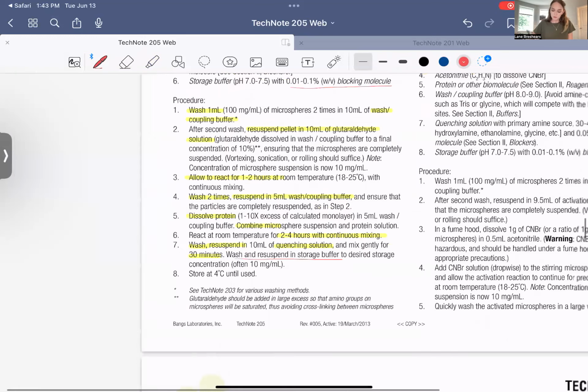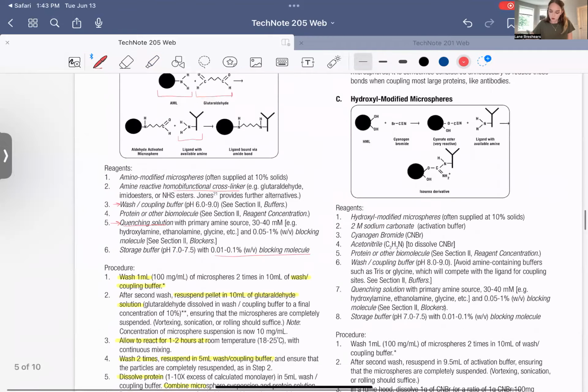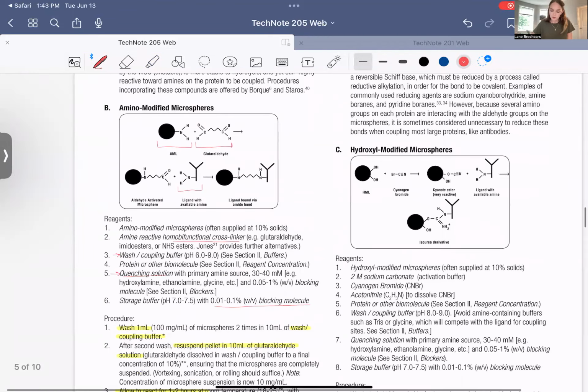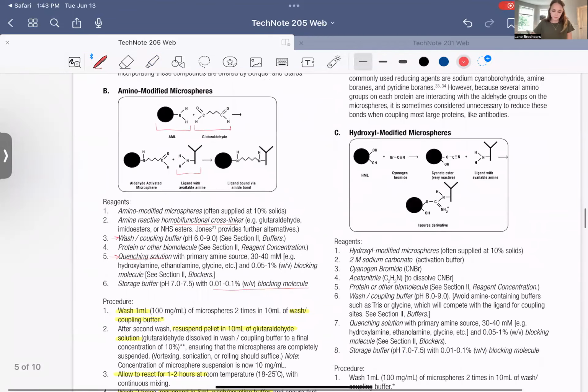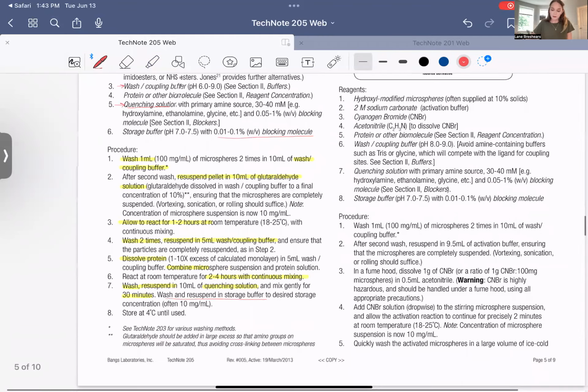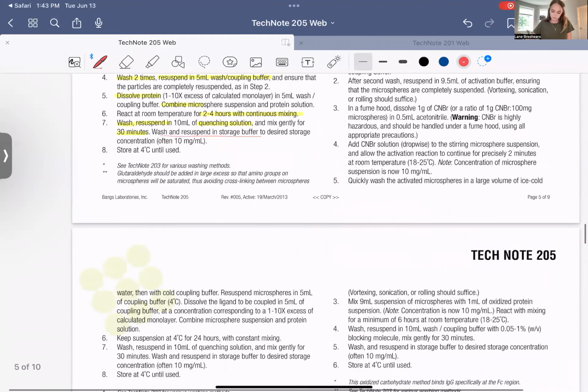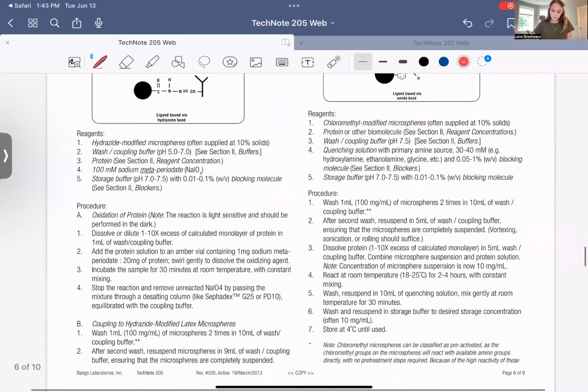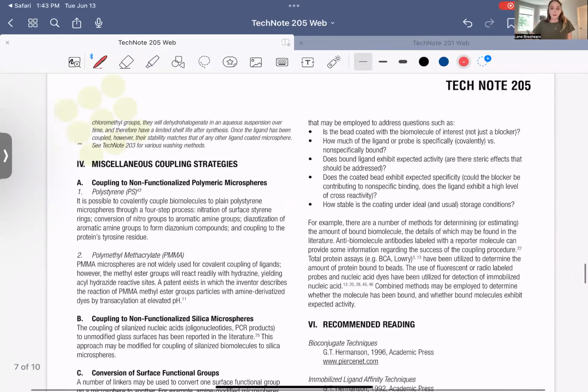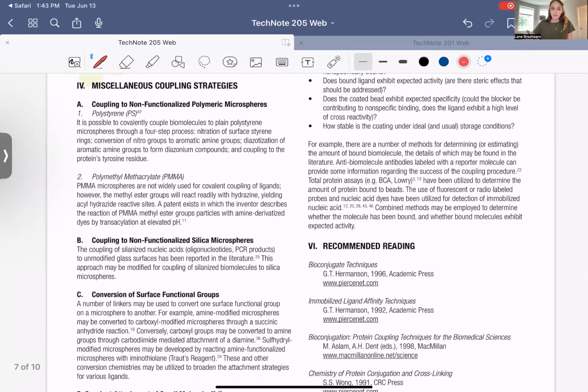So the other protocols provided by this are for hydroxyl modified microspheres, hydrazide modified microspheres, chloromethyl. I believe that's it. They provide some great resources for recommended reading. There's a lot of additional details. If this is something that you're interested in or looking to develop your own protocol, I would read this more fully, but I hope that this short series has maybe just put TechNote 205 out there.